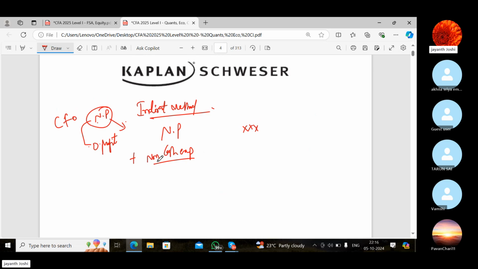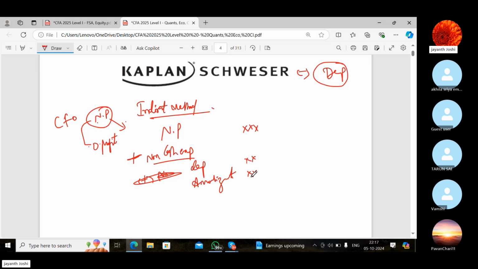What are the extra items? We need to add all the non-cash expenses. Why are we adding non-cash expenses? You remember when you made income statement or profit or loss account, depreciation was an expense which you subtracted, right? Which as per the cash flow statement should not be subtracted because it is not a cash outflow. It is not a cash outflow. Okay, so we will add back non-cash expenses like depreciation, amortization.